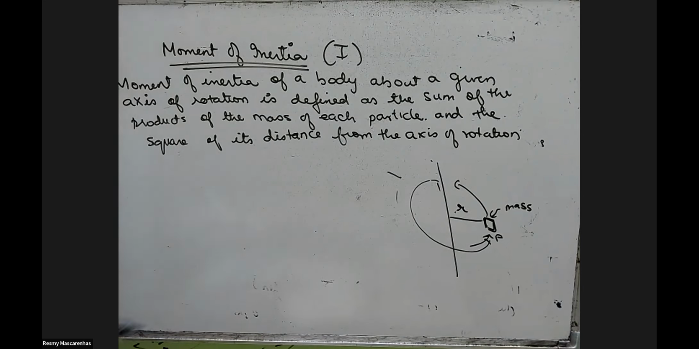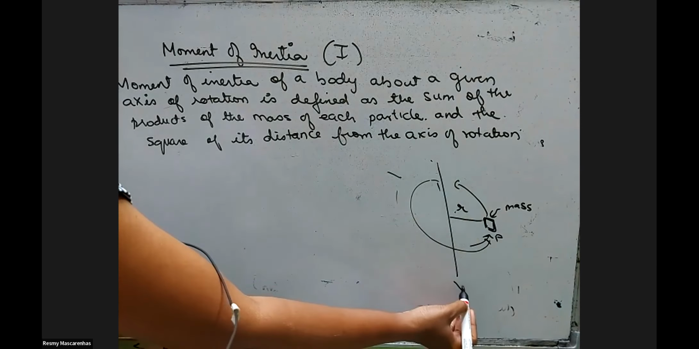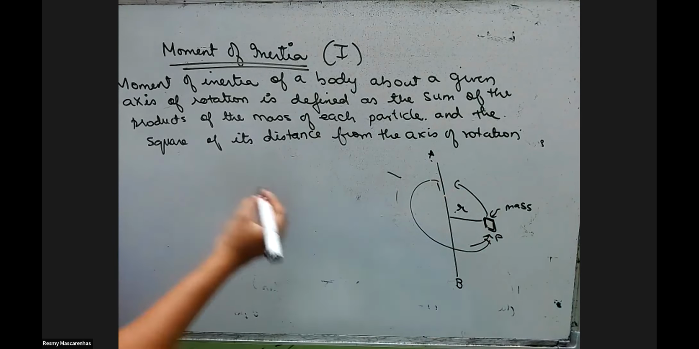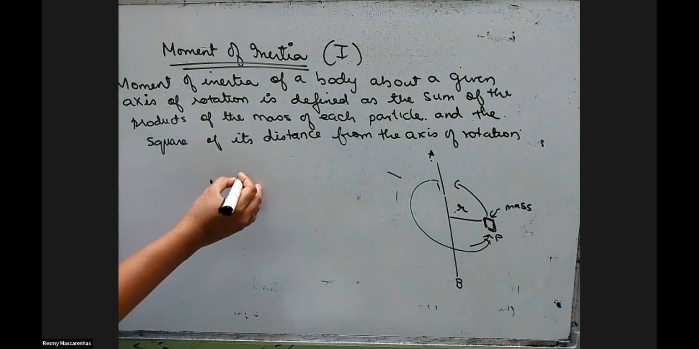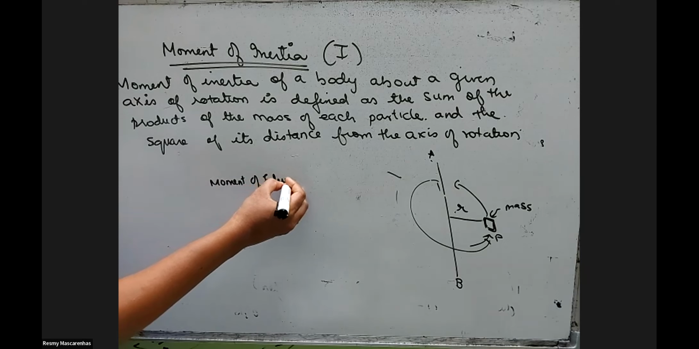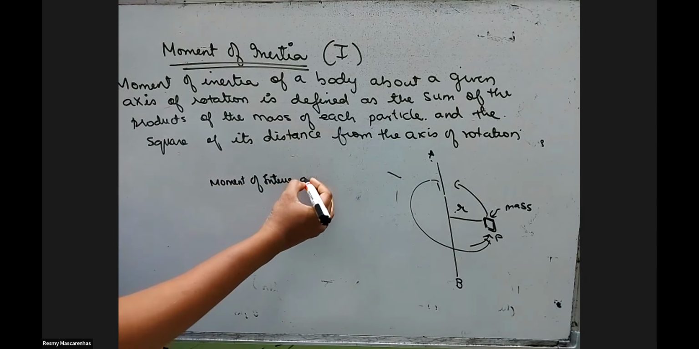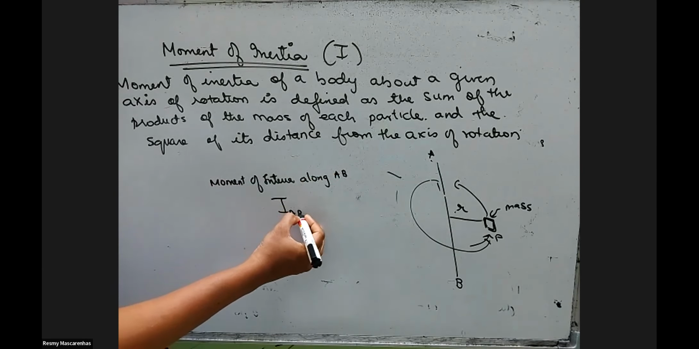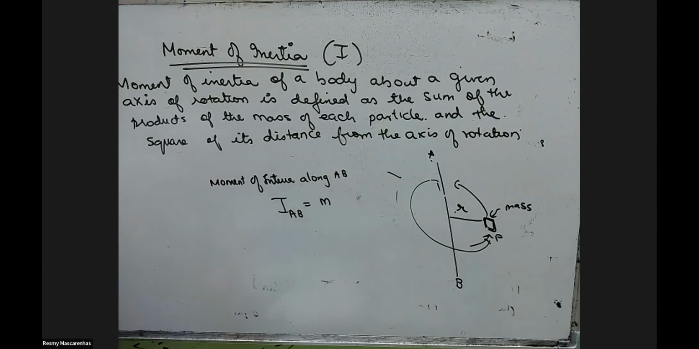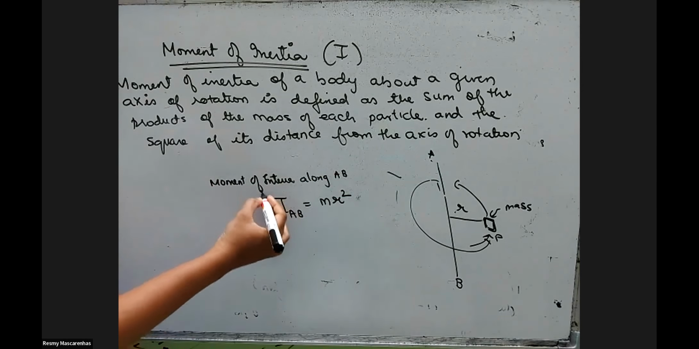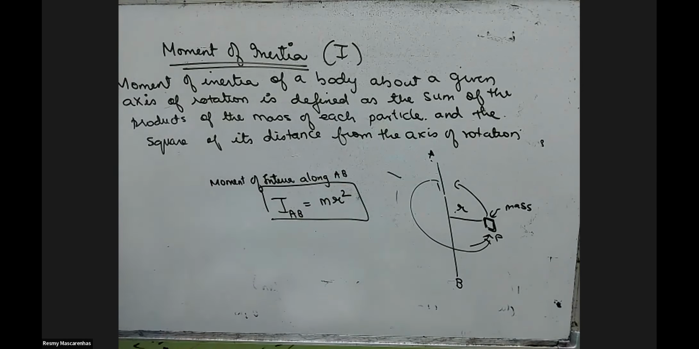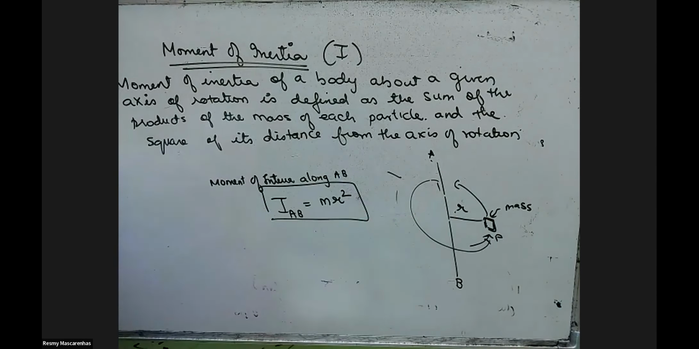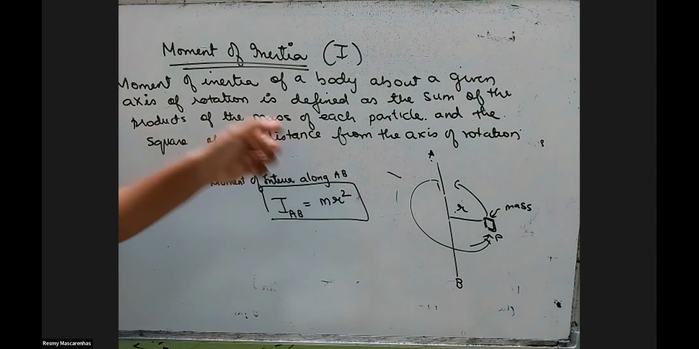So I can say that the moment of inertia across this axis, suppose A and B, so moment of inertia along AB, I_AB is equal to m r square. So this is the definition: mass into the square of the distance from here to the main axis. Now refer to this and try to read this.